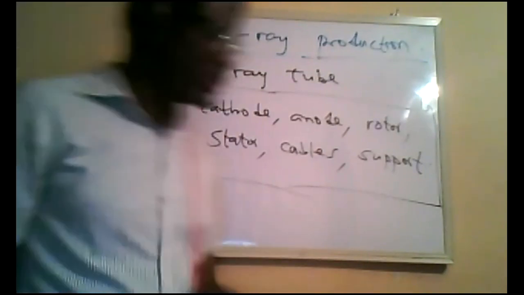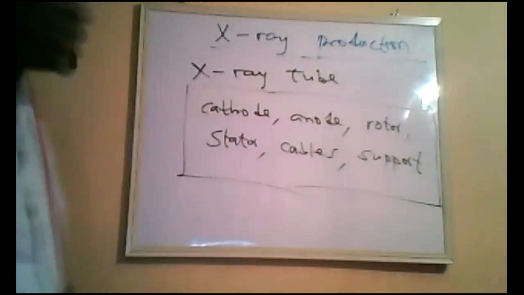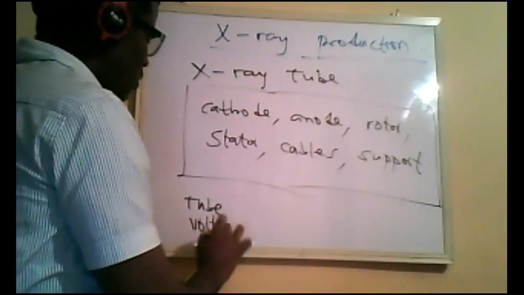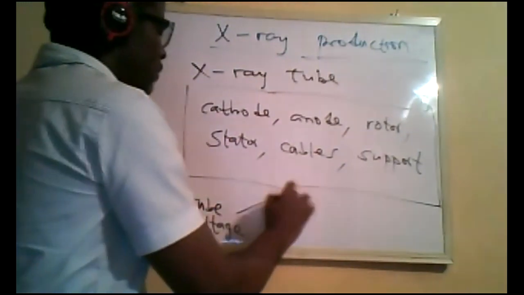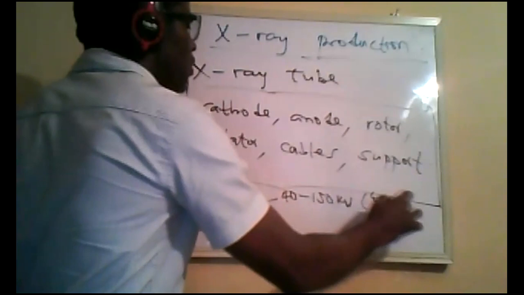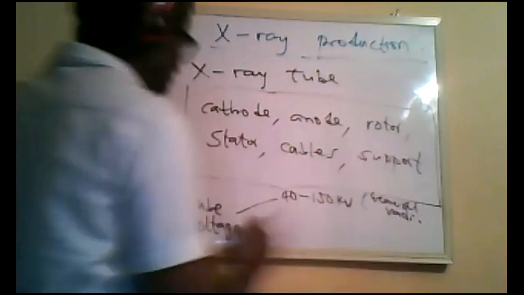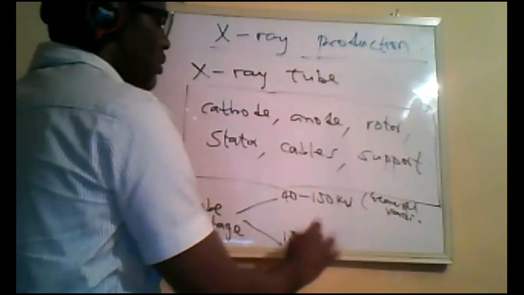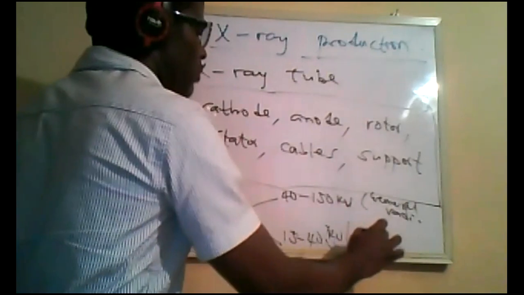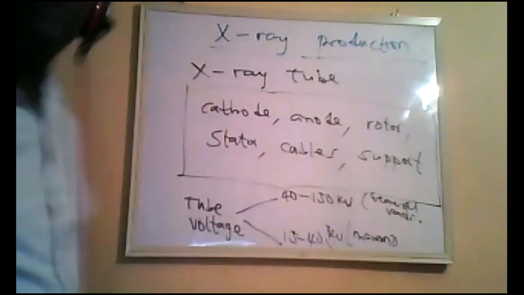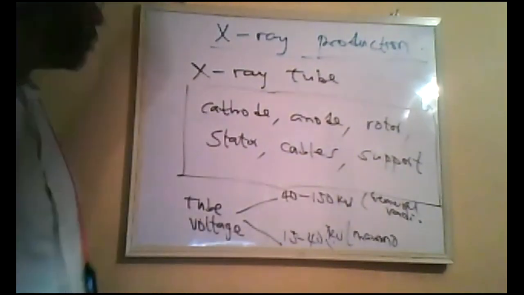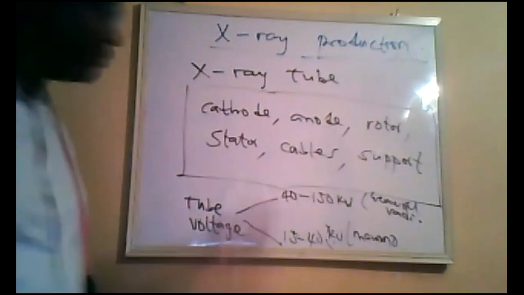Inside the X-ray tube, we have the tube voltage. The tube voltage is normally around 40 to 150 kilovolts for general radiography. It is around 15 to 30 kilovolts for mammography machines. We don't need to go into so many details on this.